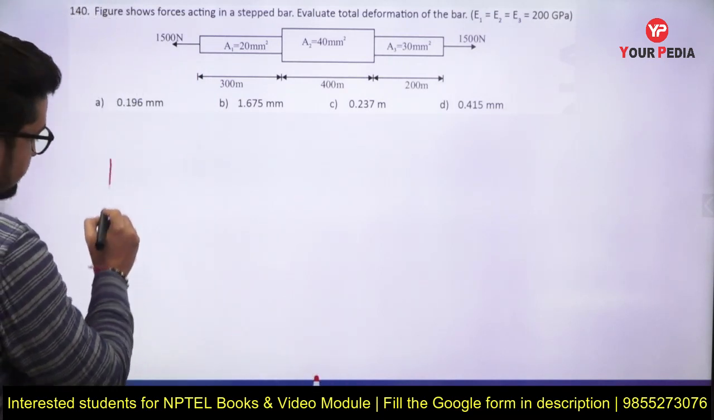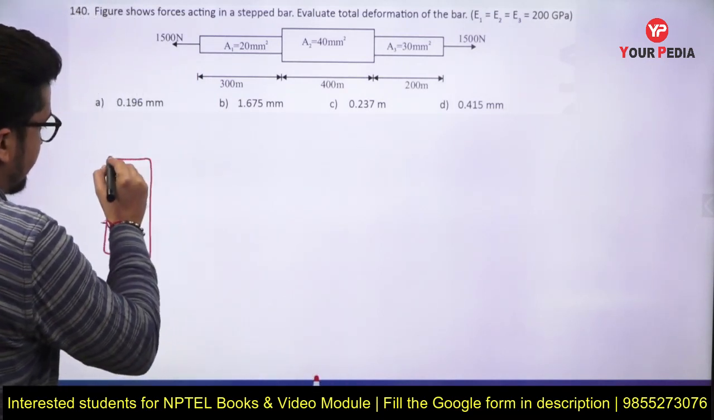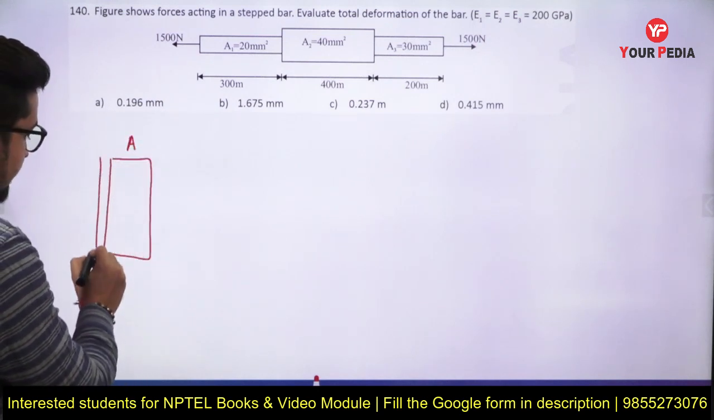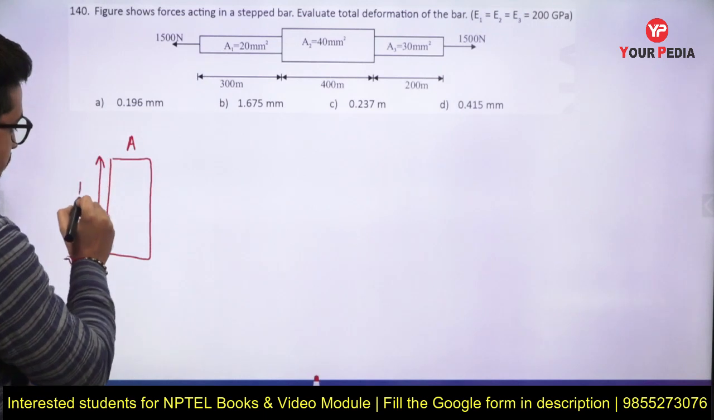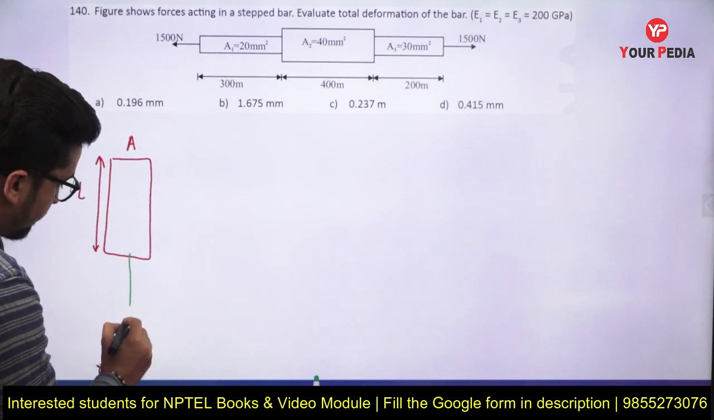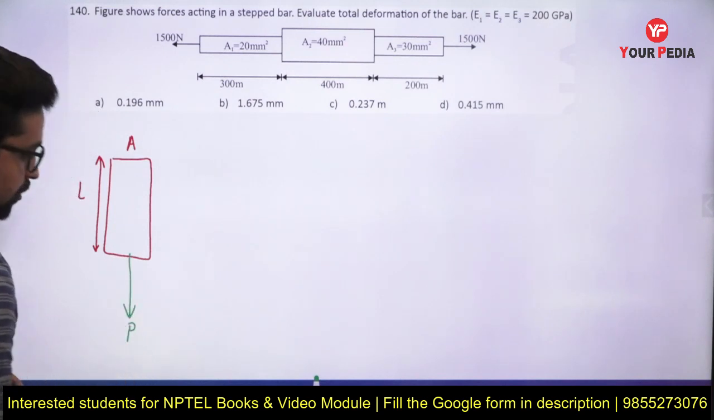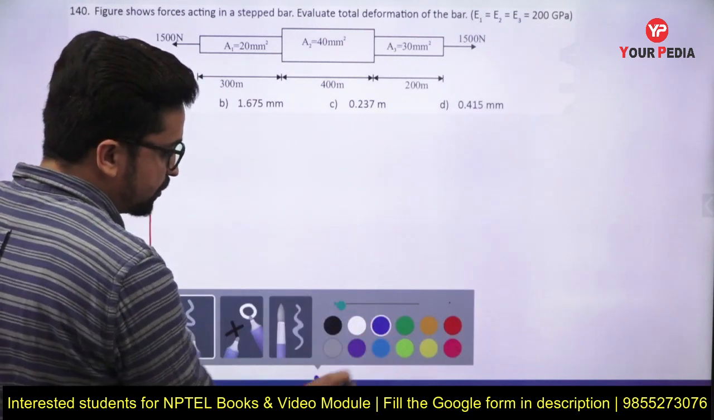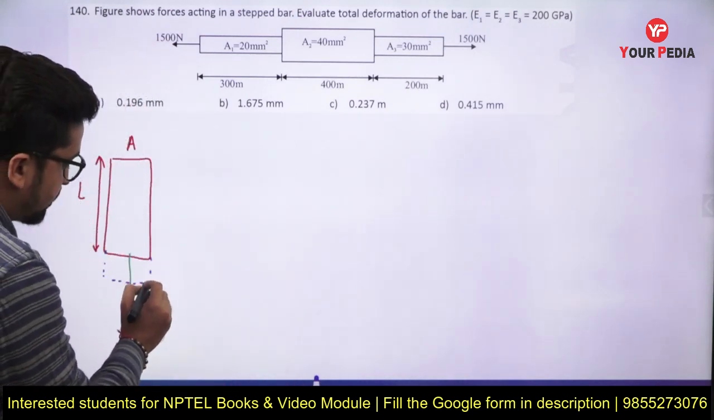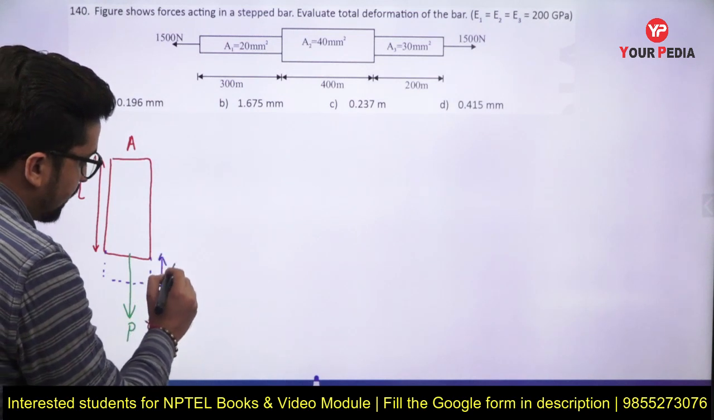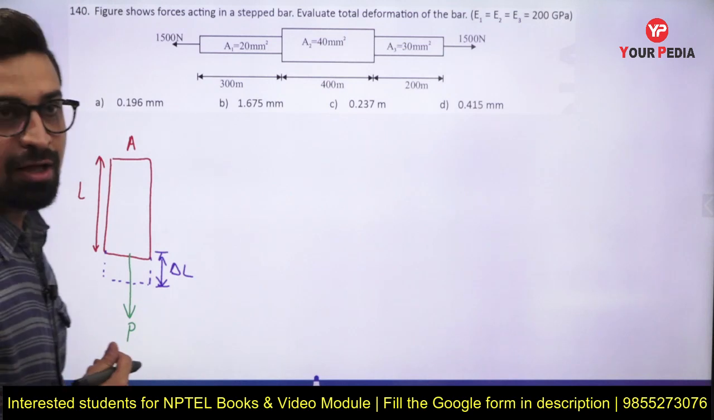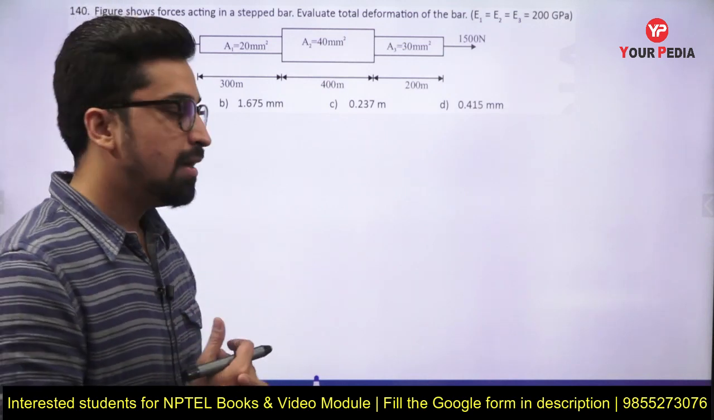So let's suppose there is a bar, and let's suppose the area of the cross section of this bar is A and the length of the bar is L, and there is an axial force on this bar which is P, and you know that under the axial force there will be some elongation in the bar. So let us suppose that elongation be delta L. So delta L is the elongation in this bar under the axial force P, right?